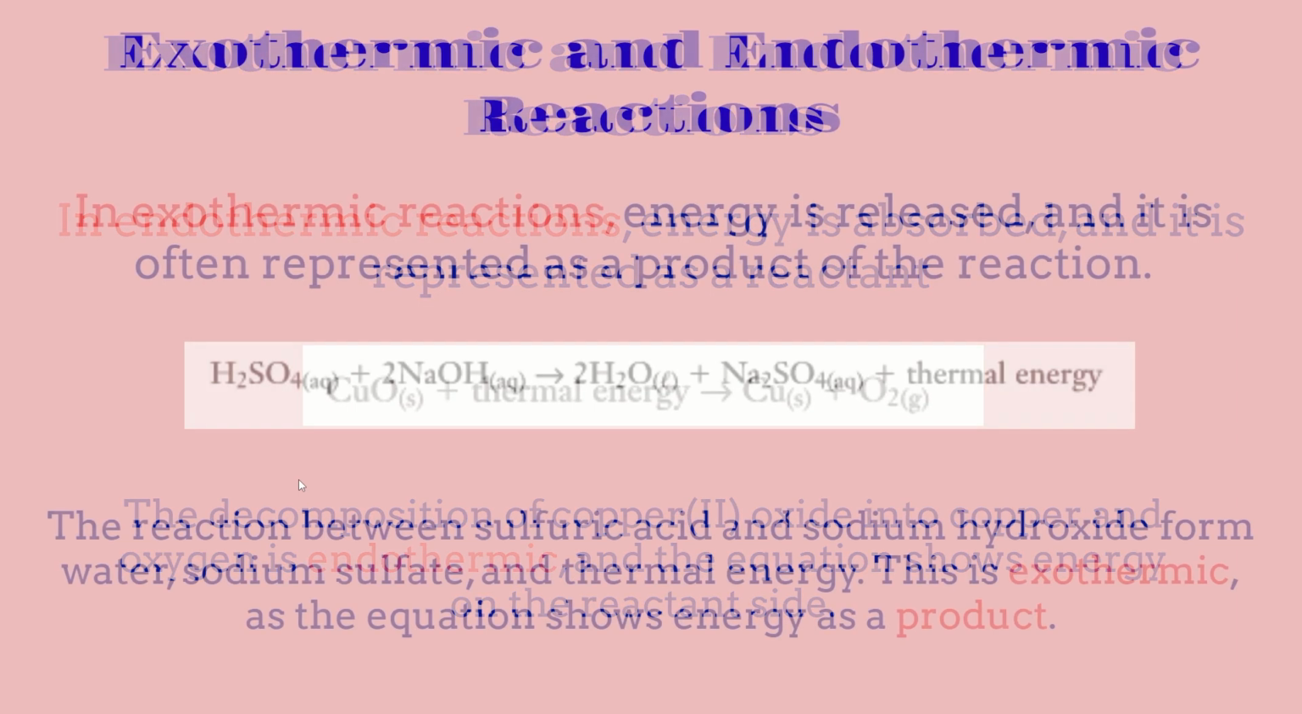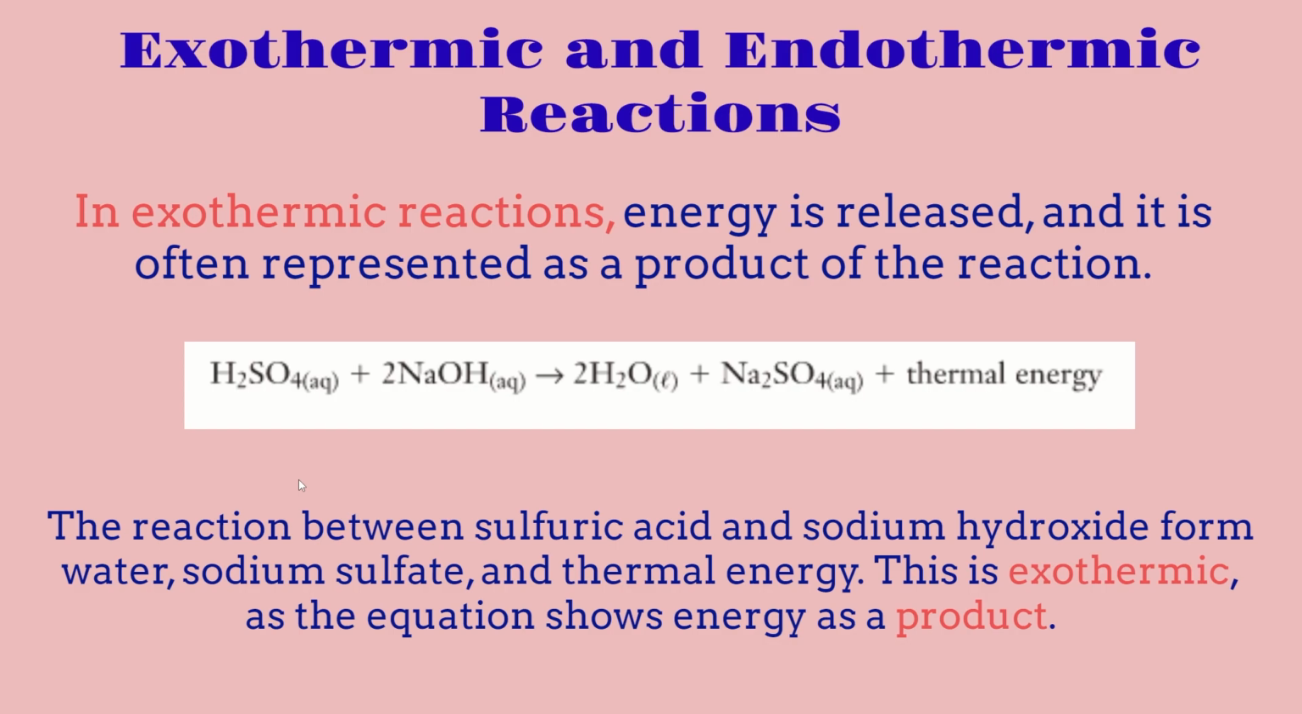Now for exothermic reactions, it's exactly the opposite. In exothermic reactions, energy is released, and it's often represented as a product of the reaction. Since the energy is produced by the reaction, that's why we have it on the product side. Whenever you see thermal energy on the product side, you know it's an exothermic reaction. In this example, the reaction between sulfuric acid and sodium hydroxide forms water, sodium sulfate, and also thermal energy. This is exothermic as the equation shows energy as a product. So these are exothermic and endothermic reactions inside of a chemical equation.